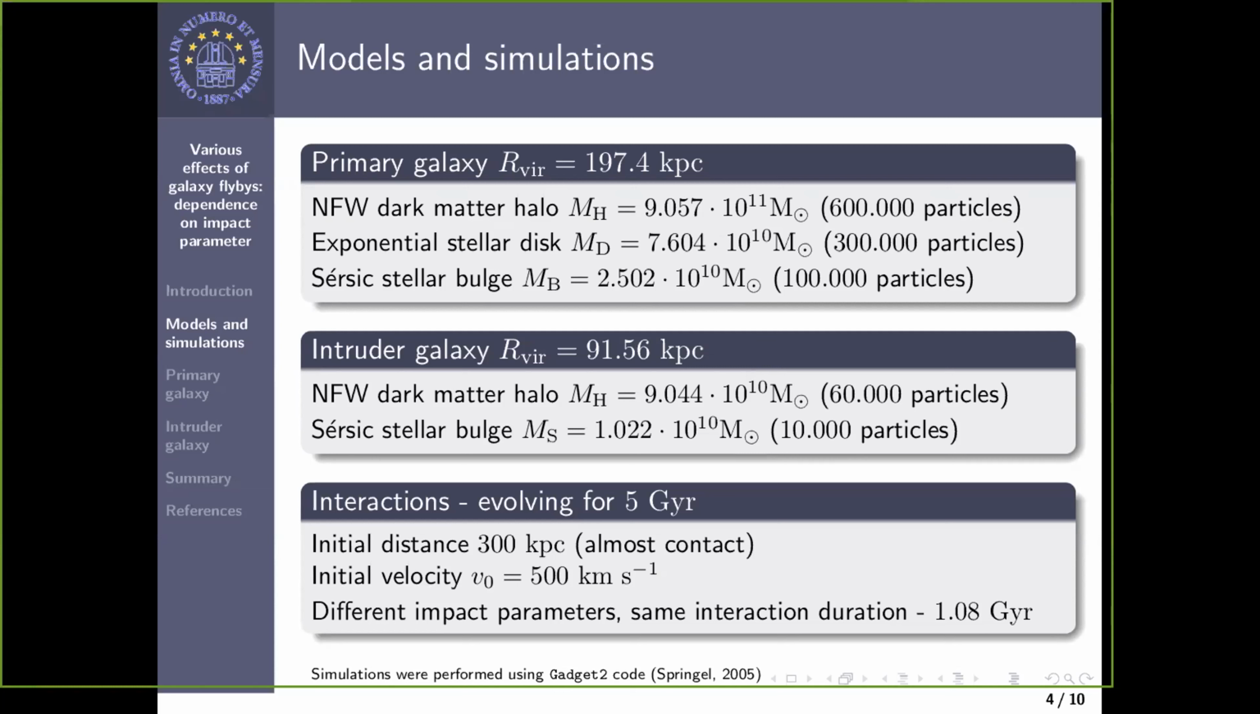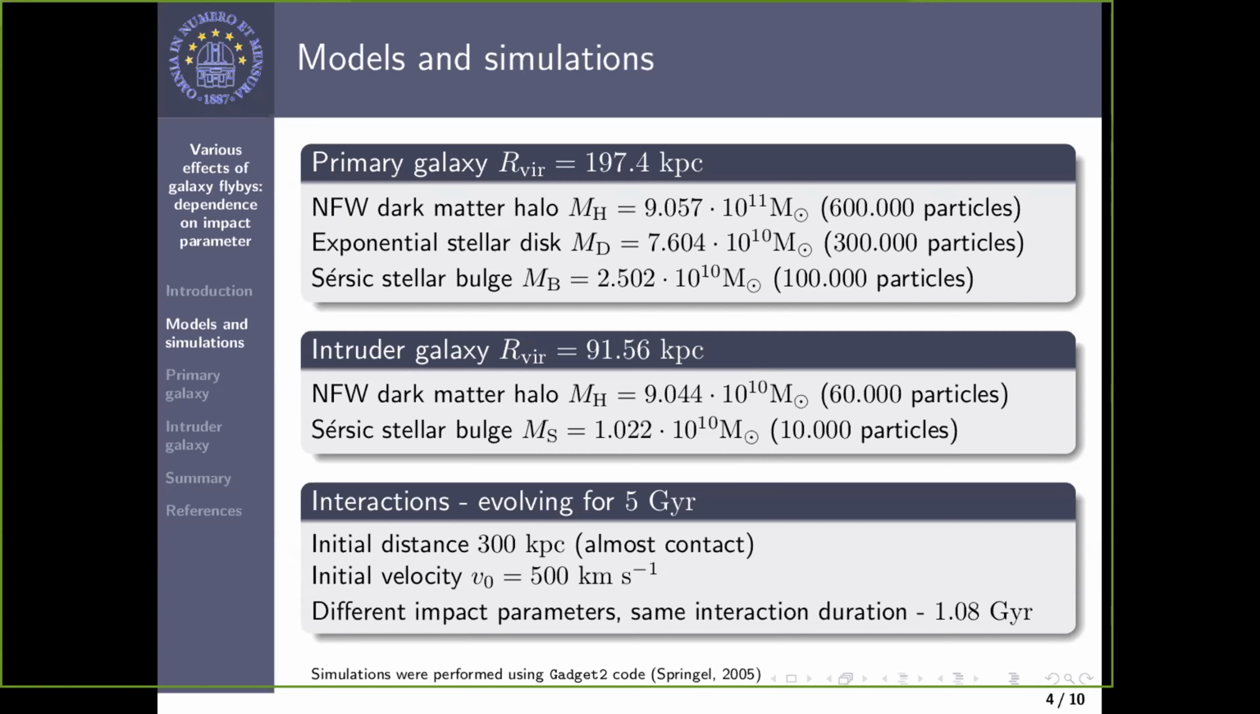And different impact parameters were achieved, but with the same interaction duration. We achieved that by slightly varying initial position angles and the velocity vector, but keeping the relative velocity constant. A list of our simulations is given in this table, where pericenter distance is actually impact parameter. I'm using these terms interchangeably.